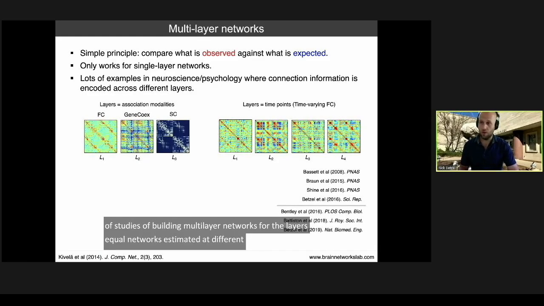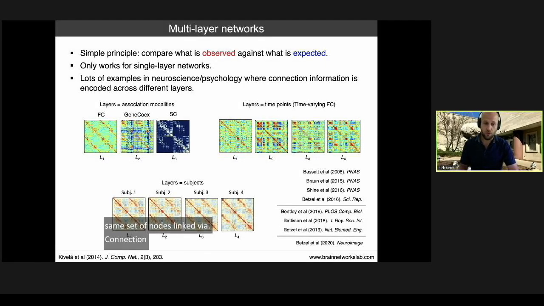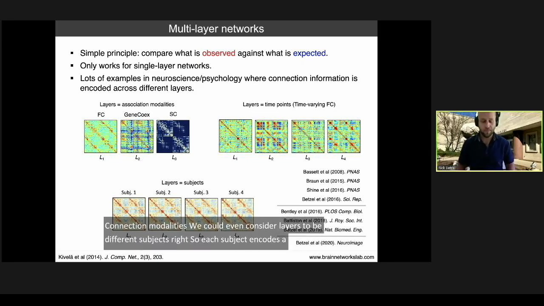We can also consider multi-layer networks where the different layers correspond to different association or connectivity modalities. For instance, we can link nodes to each other via functional connections, based on their transcriptomic similarity, or their structural connectivity, right? So it's the same set of nodes linked via different connection modalities. We could even consider layers to be different subjects, right? So each subject encodes a slightly different pattern of connectivity among the same nodes. But the point here is that there are lots of examples where connectivity information is not restricted to a single layer, to a single network.